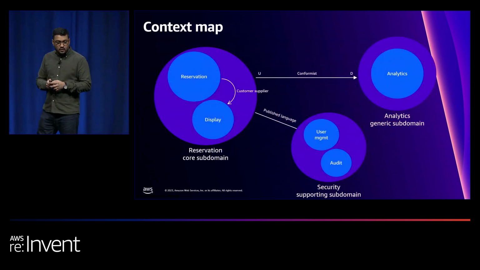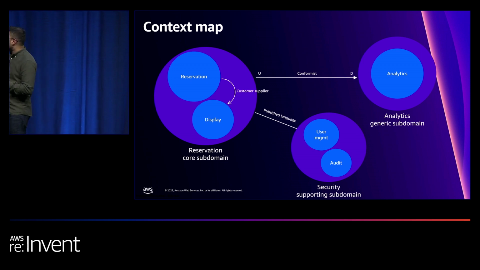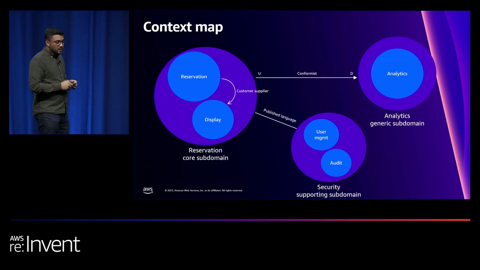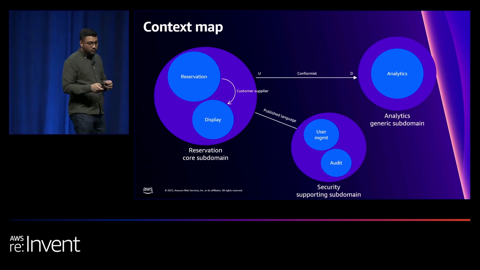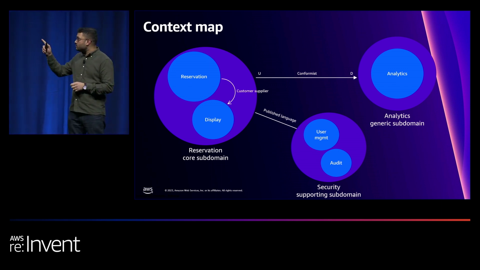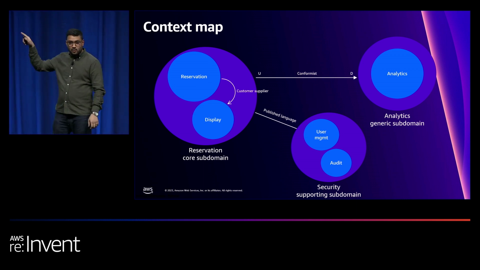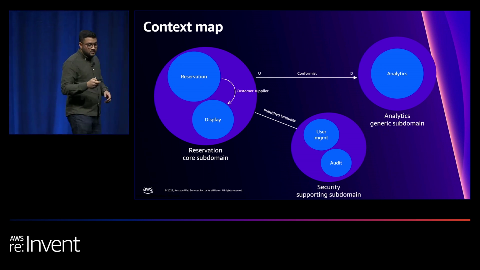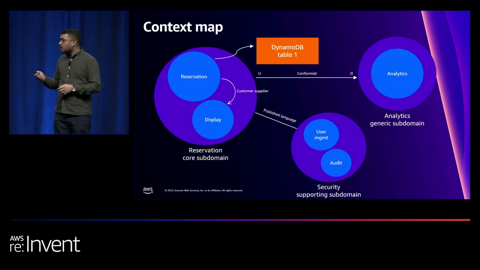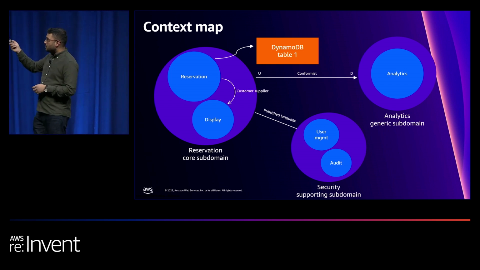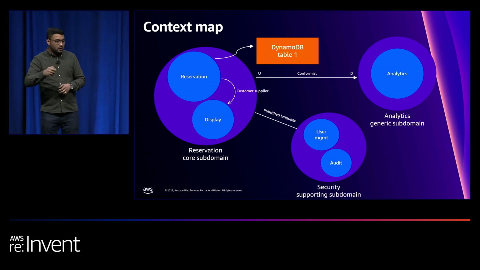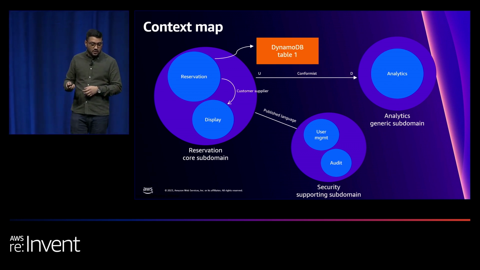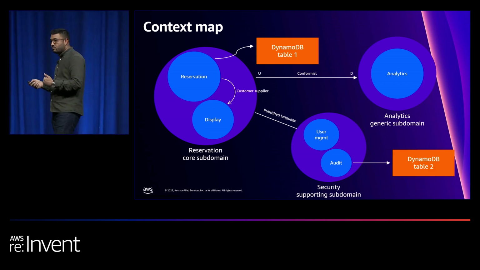All right, if I bring back the context map from the exercise that we did a few minutes ago, we had the reservation and display. What we have been doing so far is defining the reservation context and how DynamoDB is going to look in that reservation context, which means there is going to be one DynamoDB table representing the software transactions that are happening inside of the reservation. Now, let's say for some reason I said that the auditing software is something that I'm going to build.